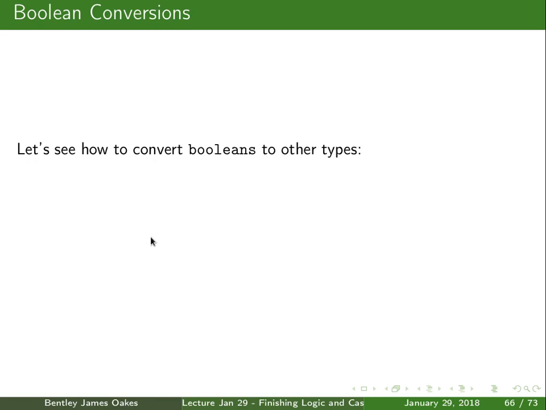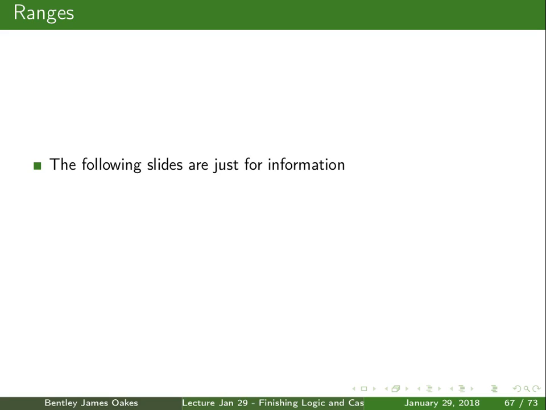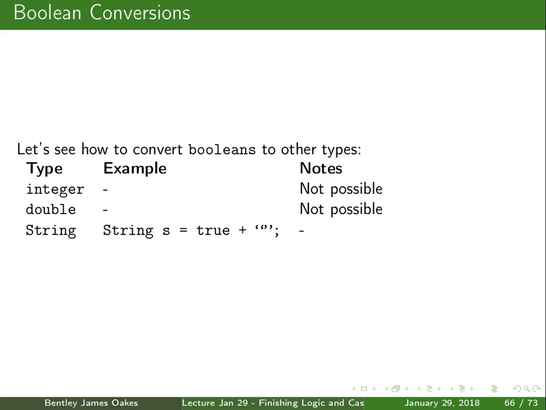And then to convert Booleans to another type, the only thing you can do is use the concatenation with a string to turn a Boolean into a string. So, four very small little tables. Okay. Any questions about the conversions? Those are the conversions you're going to see in the class.